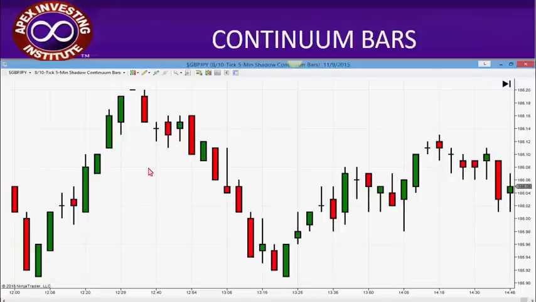First of all, let's talk about the bars that we're using on these charts. Some of you say, are those time-based bars? Are those 10-minute bars? Well, these are some proprietary Apex bars called continuum bars. You notice right here, for example, it says 8/10 tick. Basically what that means is if you have an up close bar, the market has to move up another 8 ticks to make a new bar, or it has to move down 10 ticks to make a new down close bar.